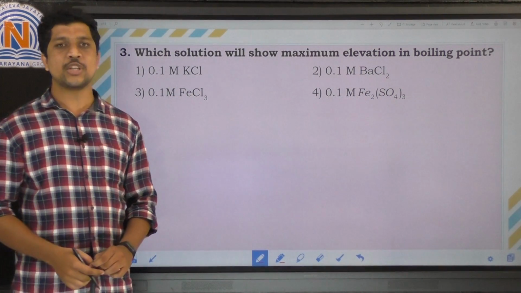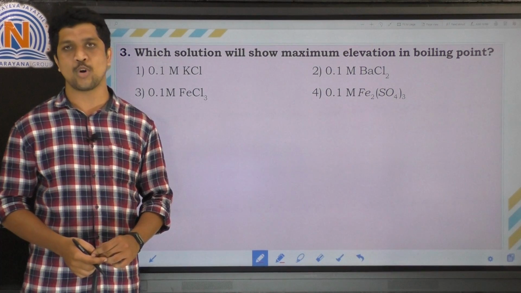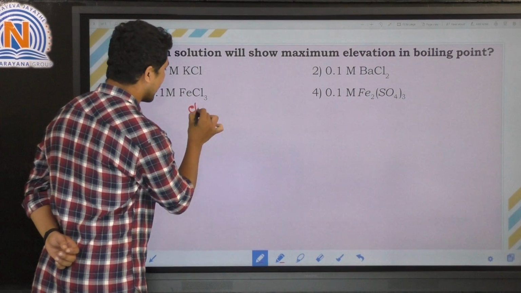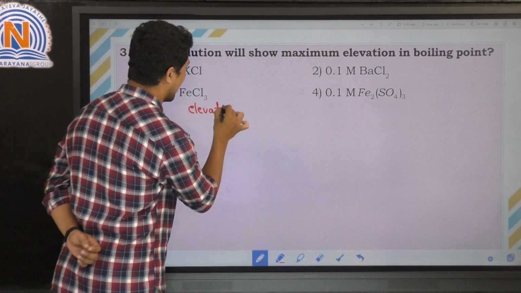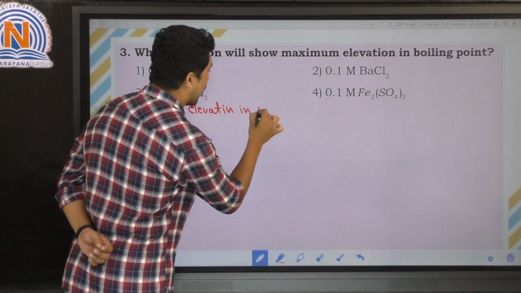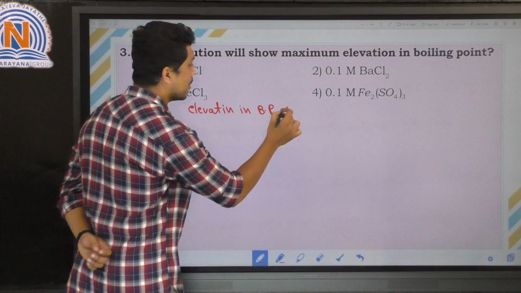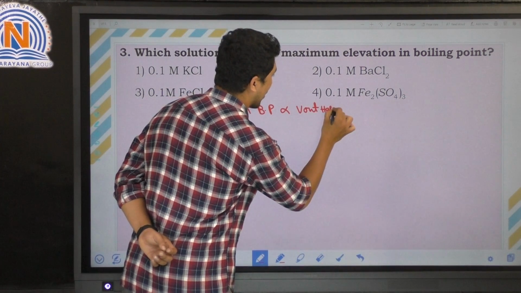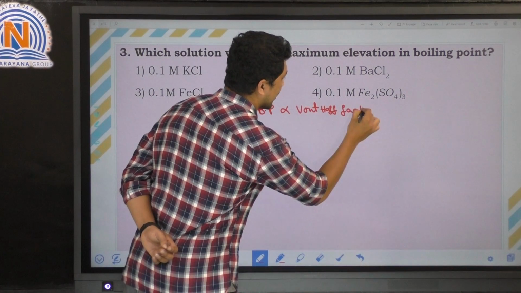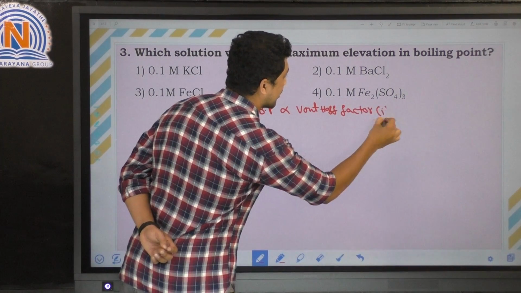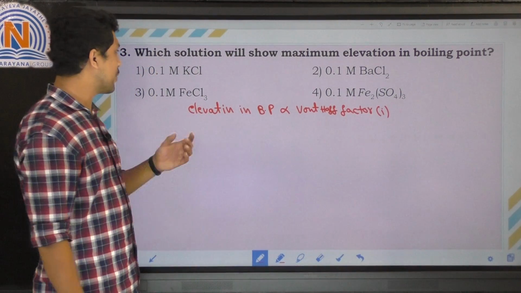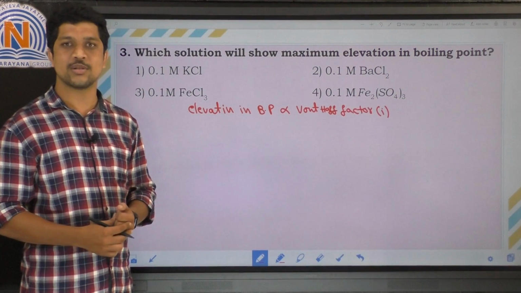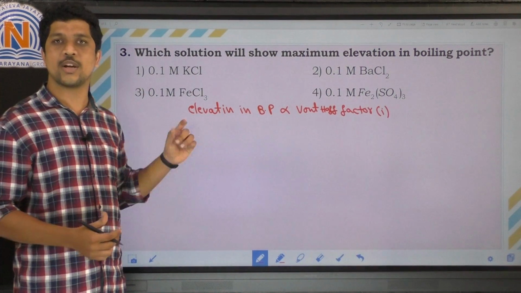Here the question is, which solution will show maximum elevation in boiling point? This is also the same. Elevation in boiling point is directly proportional to van't Hoff factor i. If you see the 4 options, all the salts' concentration is the same, that is 0.1 molar. Now we need to find the van't Hoff factor for each and every salt.